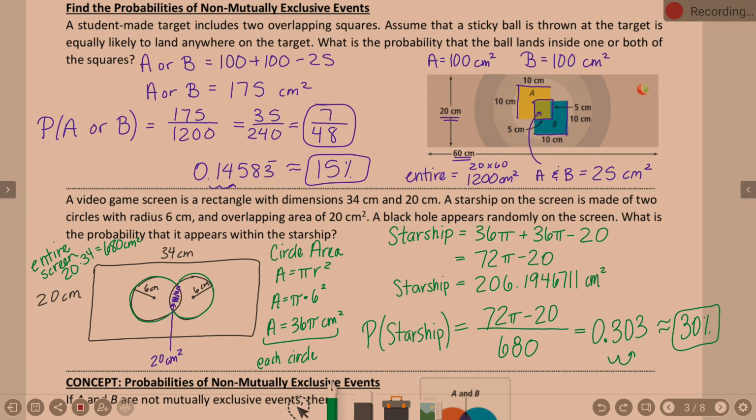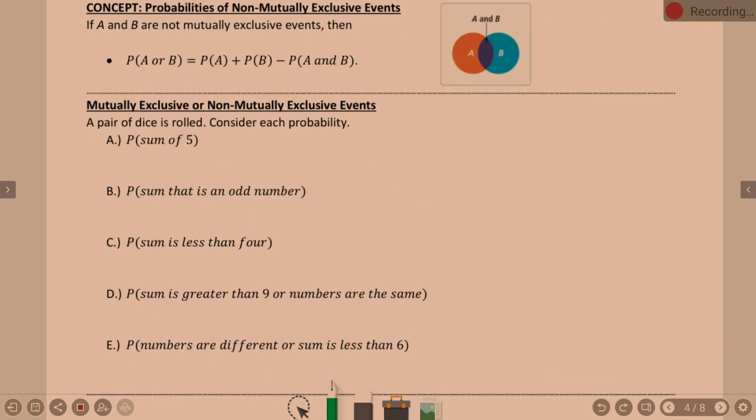The next piece on here talks about probability of non-mutually exclusive events, and that's kind of what we've done where we've added the 2 and subtracted the 3rd. So tomorrow we'll talk about rolling a pair of dice and what that means. Fair die.